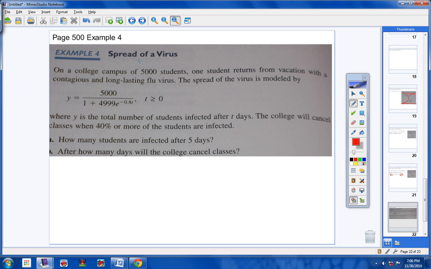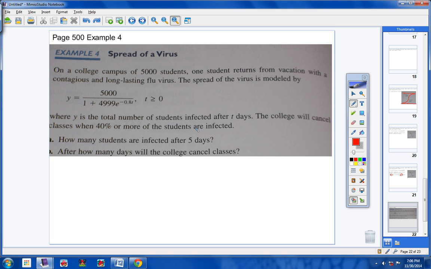Now, in your notes, go ahead and write down page 500, example 4. On a college campus, there are 5,000 students. One student returns from vacation with a flu virus. The spread of the virus is modeled by this, where y is the total number of students infected after t days. The college will cancel classes when 40% or more of the students are infected. With that in mind, part A: how many students are infected after 5 days?